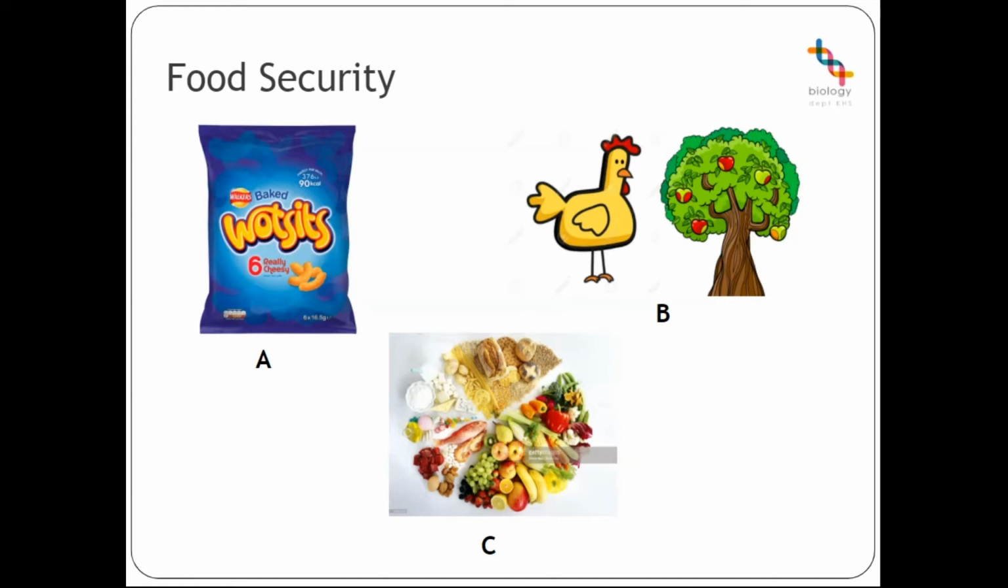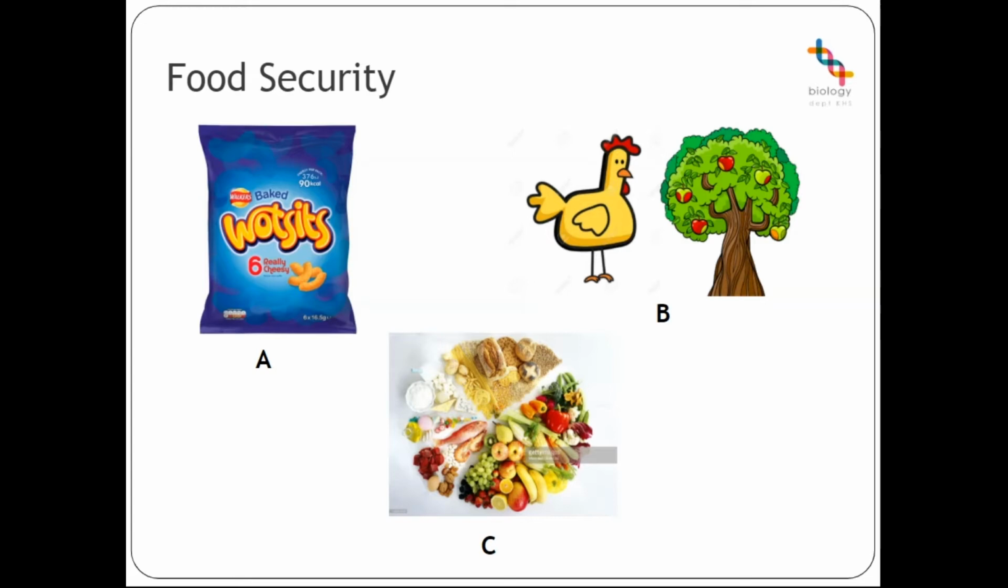Option B, you're given 5 chickens and 1 apple tree. Now that doesn't cost you anything. And option C, you've got an unlimited supply of proteins, fruits, vegetables, and a variety of grains, and each meal is going to cost you £5,000. So obviously option A is giving you your free unlimited supply.